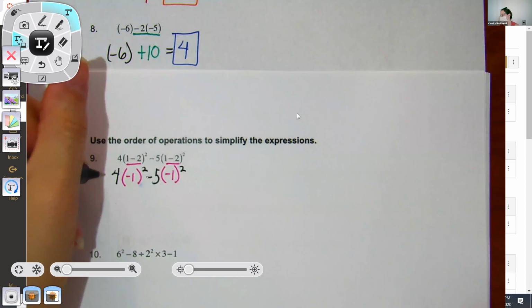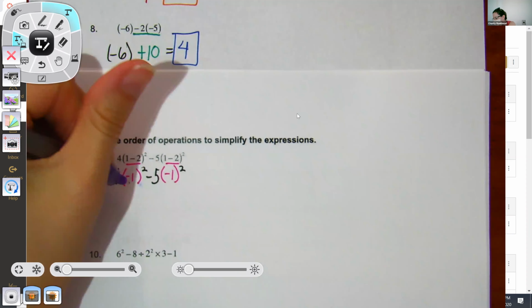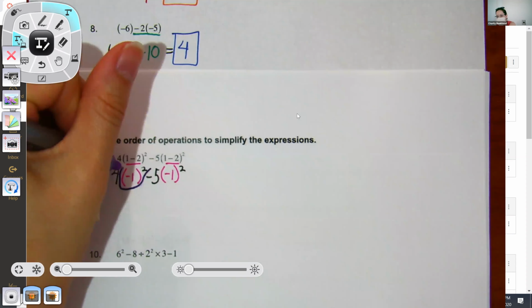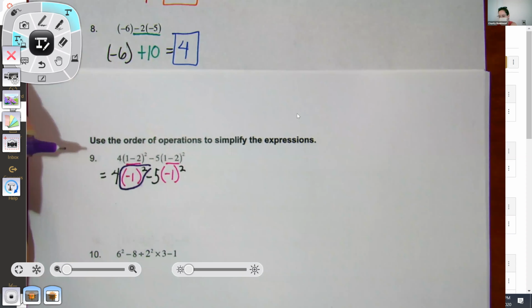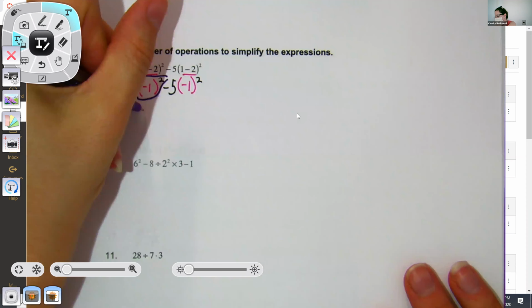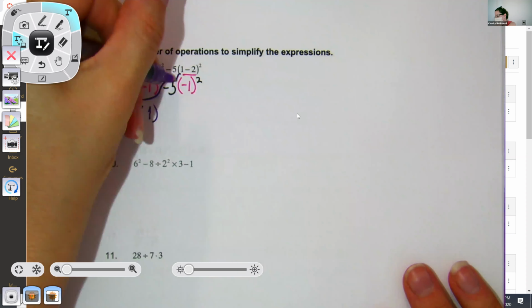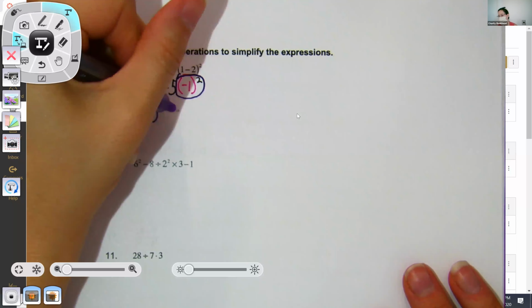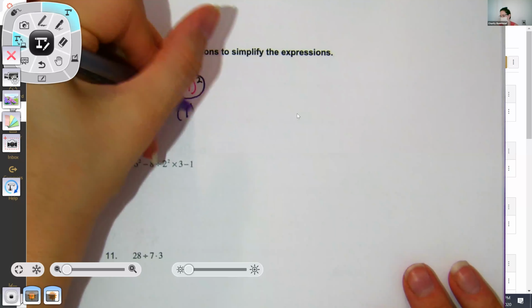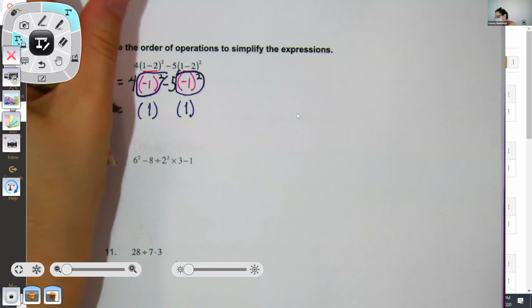Okay, so the next thing I want to do is exponents. I did parentheses, now I'm going to do exponents. So -1 squared, meaning -1 times -1, that's going to equal +1. And the same thing right here, -1 squared is going to equal +1. And then I'll bring down the rest. So it's 4 times 1 minus 5 times 1.